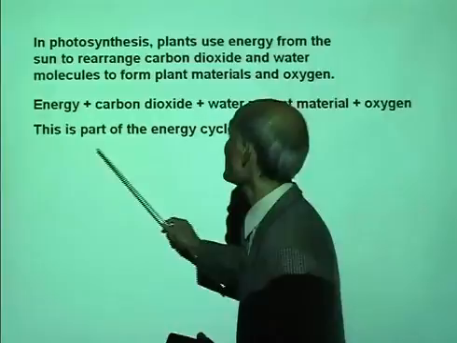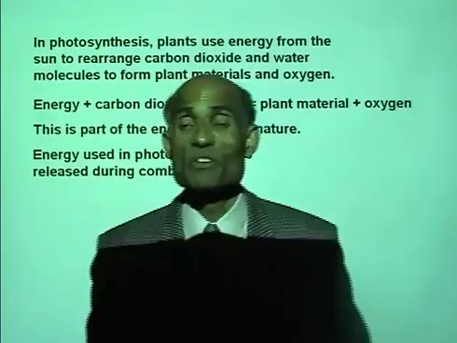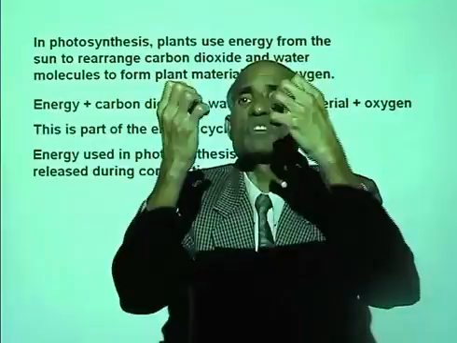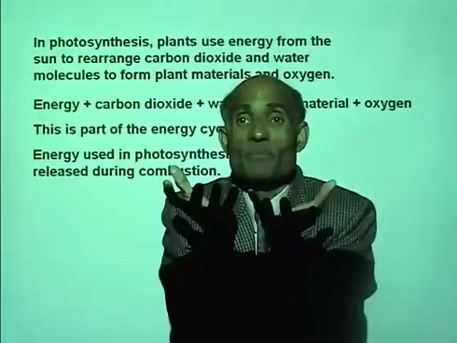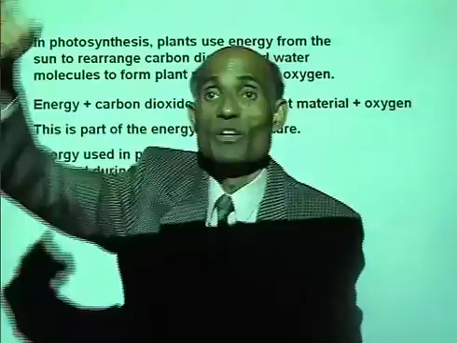Now this is part of the energy cycle in nature. Energy used in photosynthesis is released during combustion. You see, during photosynthesis, plants receive or absorb energy from the sun, and that energy is locked up in the plants. And when we burn plant materials, or when we allow combustion to take place, that locked up energy is released. So this is the part of the energy cycle in nature.